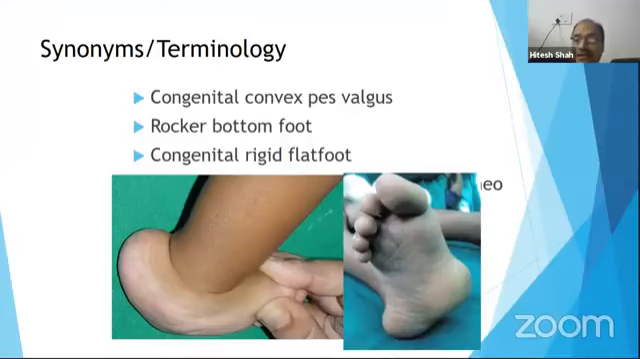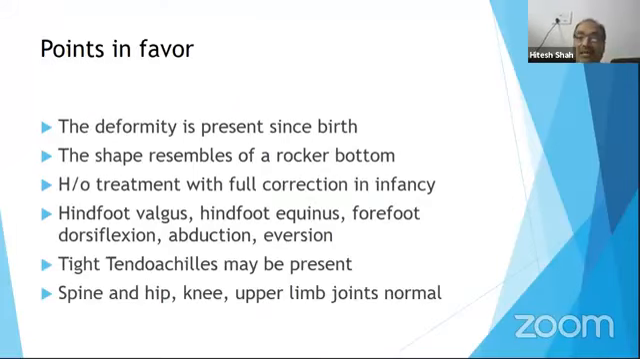Another question asked by most examiners: why do you think so, what is the diagnosis? If the deformity is present since birth, that gives an idea it is congenital vertical talus. The shape resembles a rocker bottom sole. The typical deformity is hindfoot valgus and hindfoot equinus, with forefoot abduction, forefoot dorsiflexion, forefoot eversion, and a tight tendo-Achilles. If the spine and the rest of the systemic examination are normal, you can say it is idiopathic in nature. If it is abnormal, you can say it is non-idiopathic.